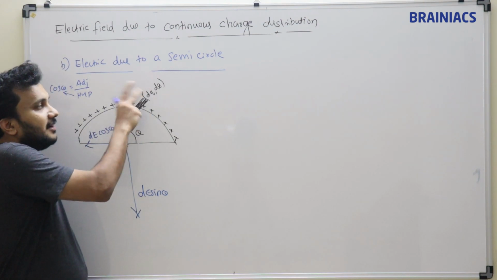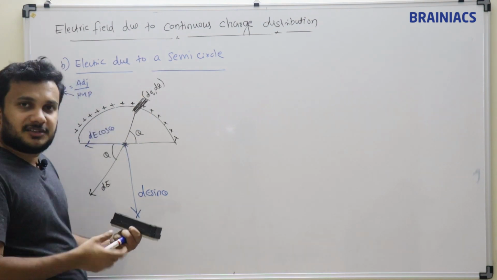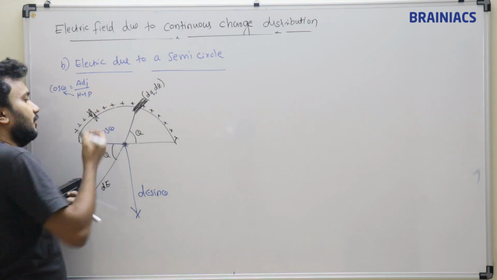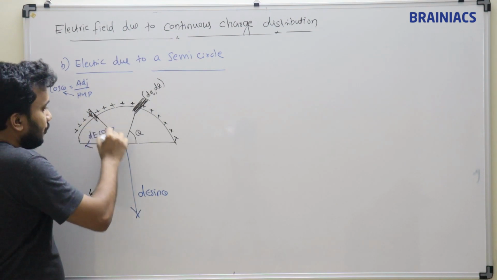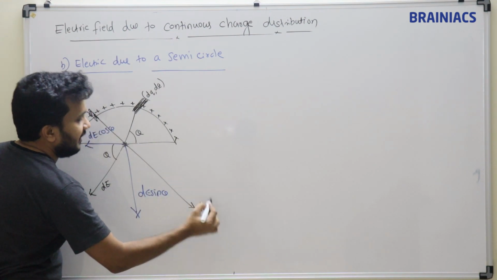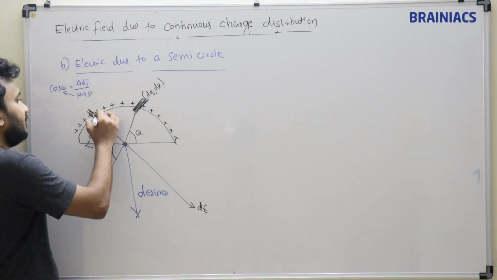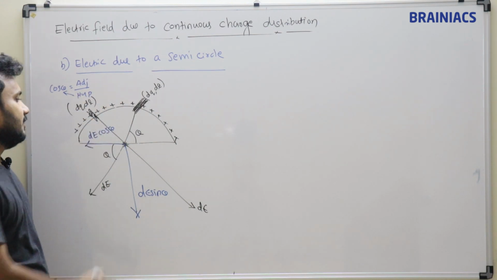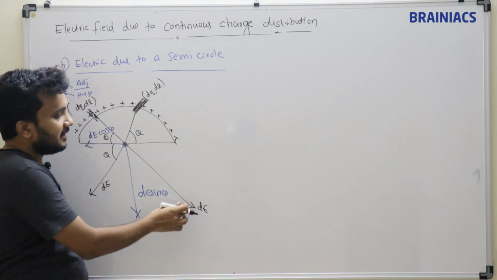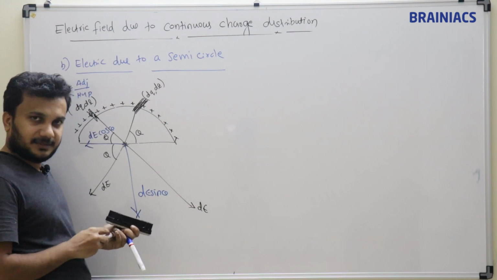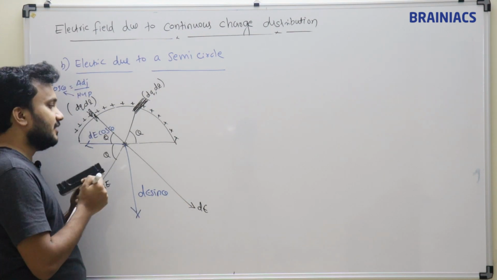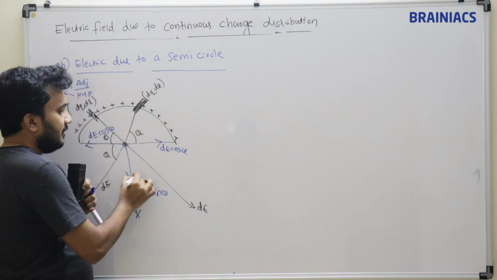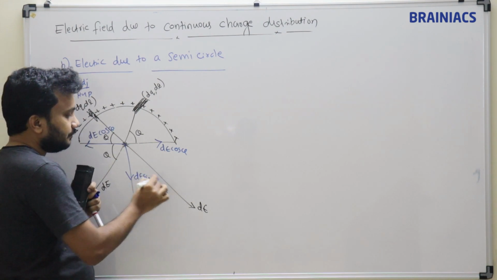Now if some other student takes a strip here also, what will happen? This will also create an electric field dE. This is also a dq and dl, but directed in the opposite side, and it will also create a theta angle. So this can also be split into two parts on the x and y axes, called dE cos theta and dE sin theta.